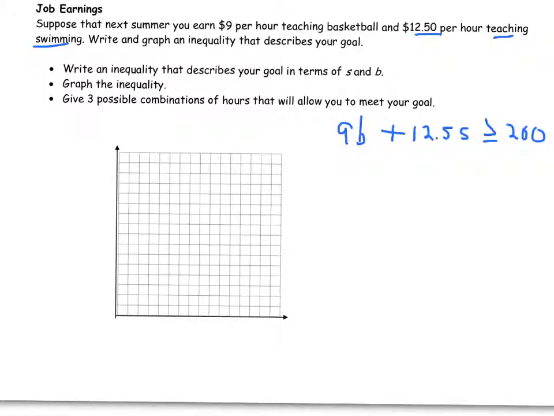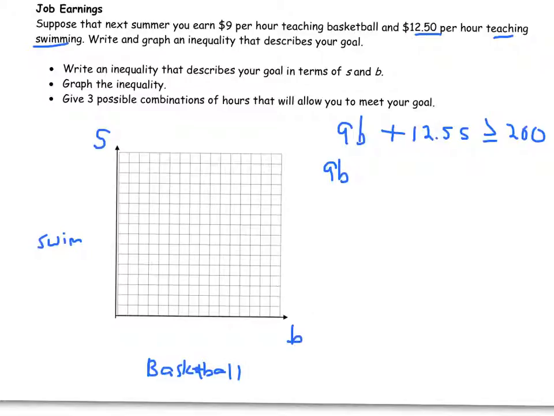So B is the hours teaching basketball, S is the hours teaching swimming. Again, I want to graph the inequality by finding my X and Y intercepts, in this case my B intercept and my S intercept. And we didn't label the last graph, but you really should. So I'm going to label this one. So you have swimming and you have basketball.